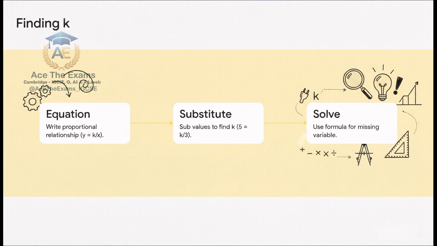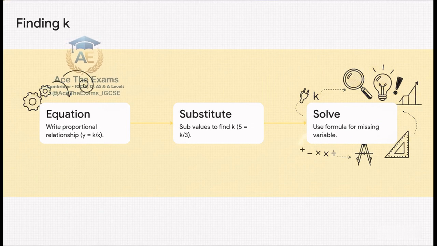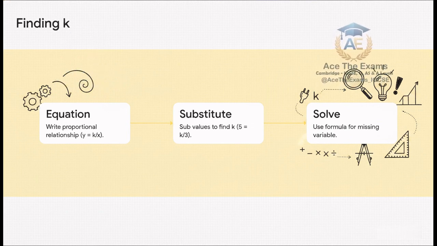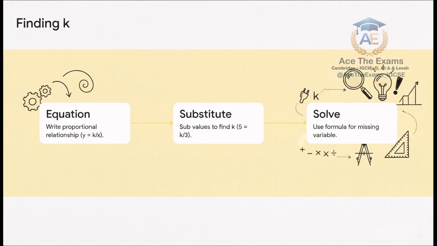Step 1, write the proportional relationship. For this inverse problem, write y equals k over x. That's the point in our PEEL framework. Step 2, substitute the known values. Plug in 5 for y and 3 for x. Multiply them out, and you find k equals 15. That's your evidence and explanation.